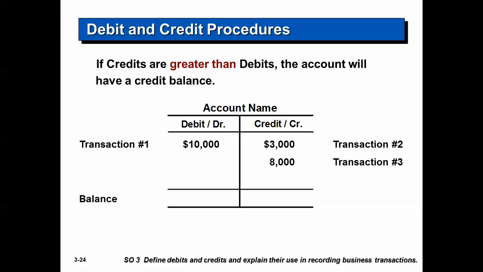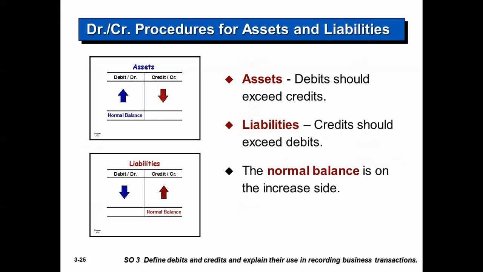A credit balance account is the opposite. Here we have credits of 3,000 and 8,000 on the right-hand side and 10,000 on the left-hand side. So the right exceeds the left by 1,000. This is a credit balance account. These are the rules here.